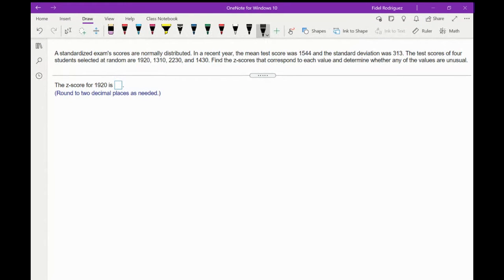Okay, so it says standardized exam test scores are normally distributed. In a recent year, the mean test score was 1544. Okay, so the first thing I'm going to do, I'm going to write that down. My population mean test score was 1544, and our standard deviation was 313. The test scores for four students selected at random are 1920, 1310, 2230, and 1430. Find the z-scores that correspond to each value and determine whether those values are unusual.